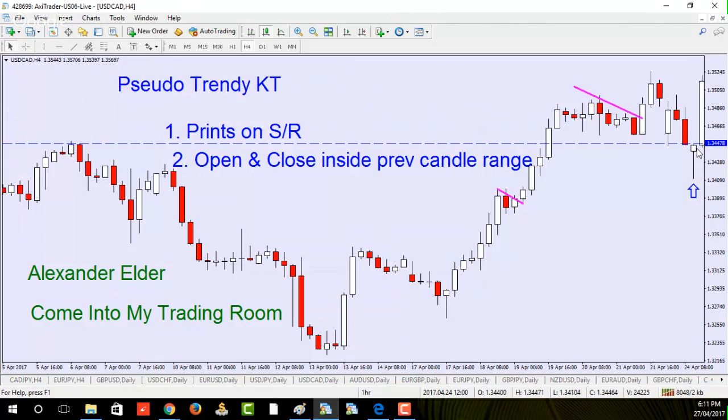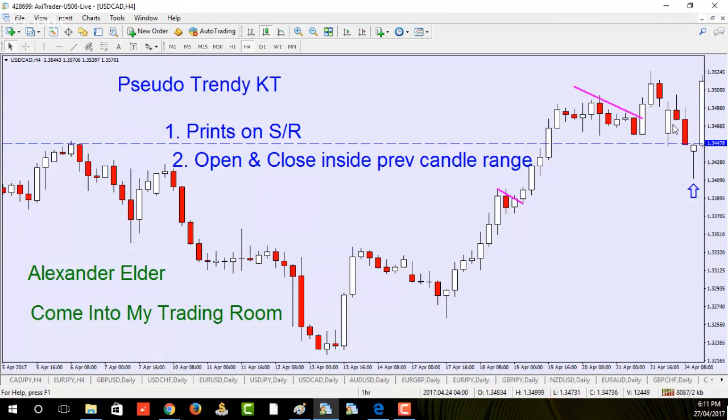That's what this is. And the reason why, again, is because see how the open and the close are not inside the previous candle's range. The reason why you want to have the open and the close inside the previous candle's range is it's a sign that the market's moving really strong. If the open and the close are not inside the previous candle's range and it prints a kangaroo tail, it might just be a pullback in the midst of a really strong trend. So that's often the case.